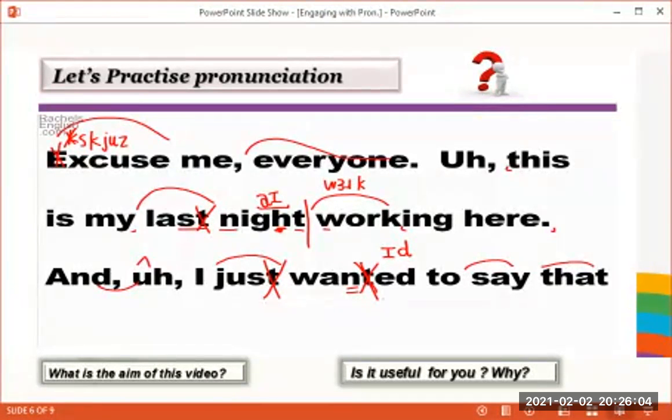Wanted, wanted, wanted. And when the word before to, T-O, ends in a D, it's common to just drop the T sound altogether and just put a schwa at the end. Wanted to say.